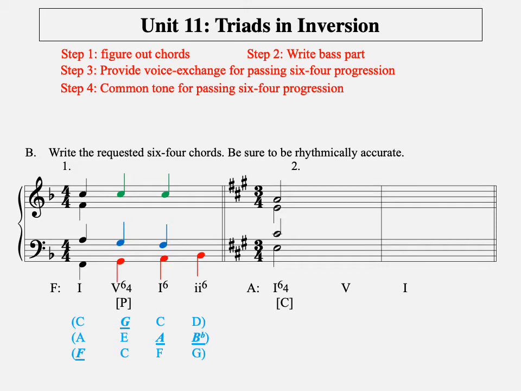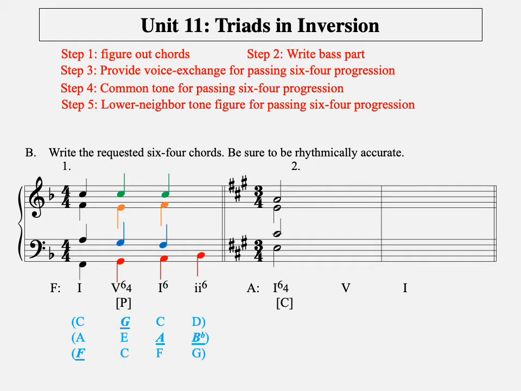And then the final thing is passing 6/4 progressions usually have a lower neighbor figure, a voice that goes down a step and then comes back up by a step to the original note. So that's going to be the alto voice here. It's going to be F down to E and back up to F.